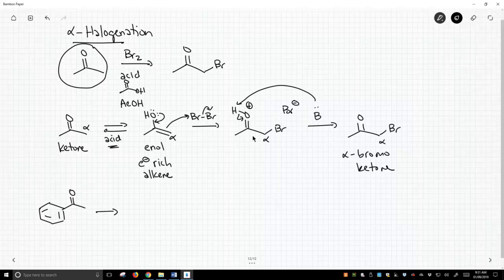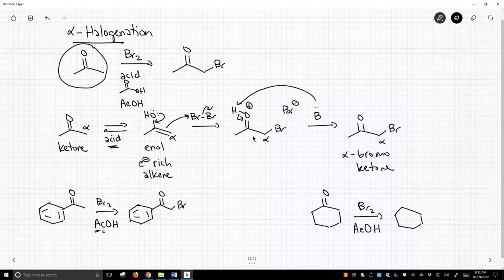So we could do something like this, treat this with Br2 and AcOH. That's capital A, lowercase c, O, H. Treat that with bromine and acetic acid, and we'll get the brominated ketone. We could do this on something like cyclohexanone, and we get the alpha-bromo ketone.